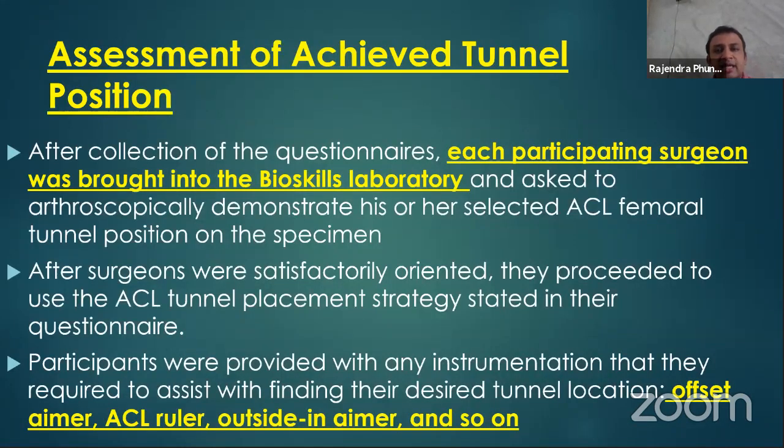Then the assessment of the achieved tunnel position. After collection of questionnaires, each participant surgeon was brought to the laboratory and was asked to demonstrate arthroscopically his or her selected ACL femoral tunnel position on the specimen. After surgeons were satisfactorily oriented arthroscopically, they proceeded to use their ACL tunnel placement strategy stated in their questionnaires. The participants were given all the instruments for finding their desired tunnel position, like an offset aimer, ACL ruler, outside-in technique, and so on.